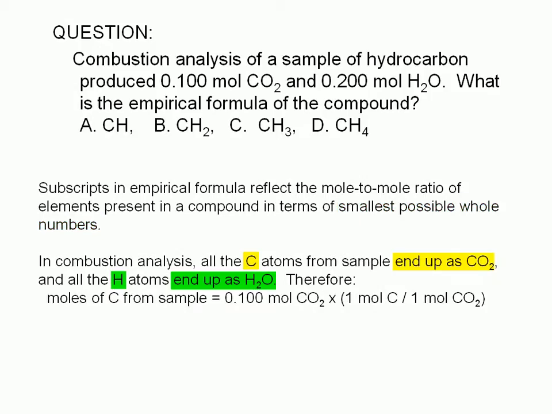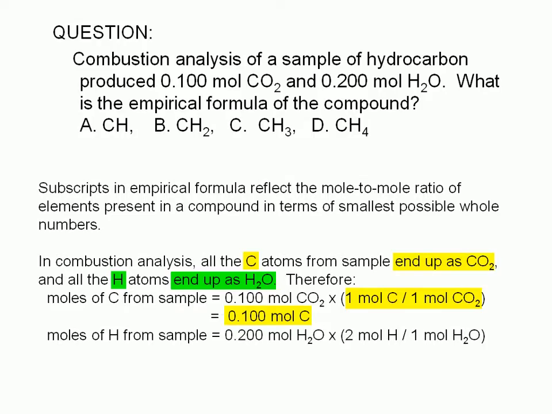From the given information, we can calculate the moles of carbon atoms in the sample that was burned. The subscript of carbon in carbon dioxide is implied to be 1. Therefore, we know that 1 mole of carbon dioxide contains 1 mole of carbon atoms. We use this information to convert moles of carbon dioxide to moles of carbon atoms. 0.100 moles of carbon dioxide obtained from the combustion must have come from 0.100 moles of carbon atoms.